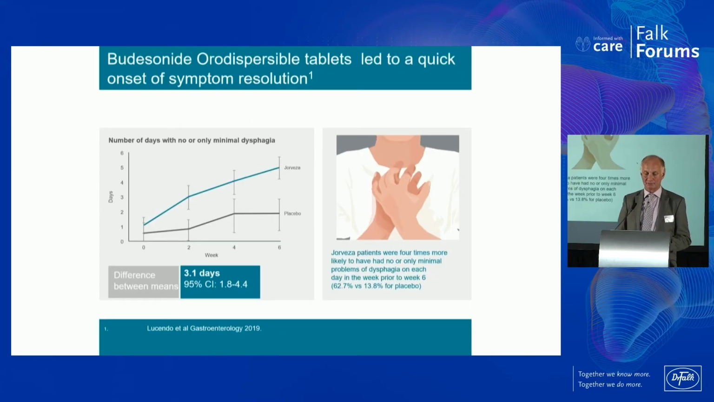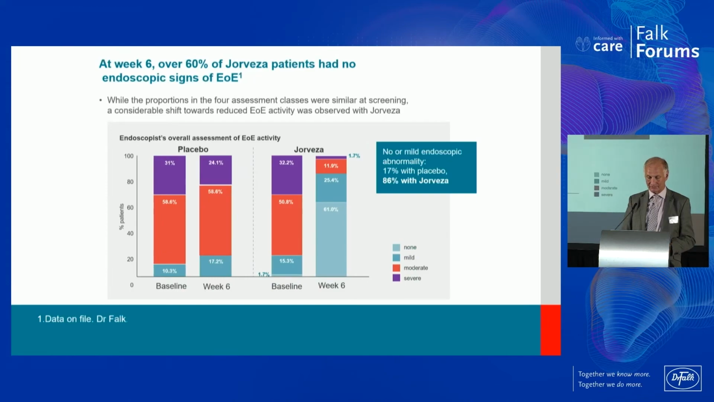And even though the symptoms took a while to go away, they started to go away immediately. So within 2 weeks, there was a difference between the placebo and the treated groups. At 6 weeks, 5 days a week, the patients had no dysphagia. Bearing in mind, these guys had dysphagia every day at the start. And then at 12 weeks, because we extended it for 12 weeks, they were dysphagia-free for 7 days.